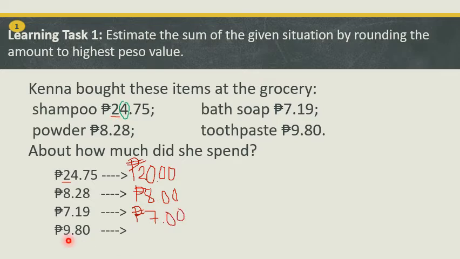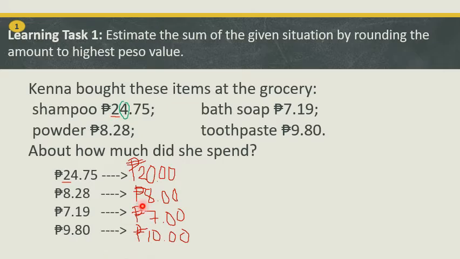And, yung last natin toothpaste, which is 9 pesos and 80 centavos. Since ang 9 ang ating peso value, and yung katabi niya is 8, na mas mataas sa 5, malaki yung number. So, yung 9 natin ay magiging 10. Madadagdagan na siya ng isa. And then, yung 80 ay magiging 20. So, 10 pesos po ang rounded value natin for the toothpaste.